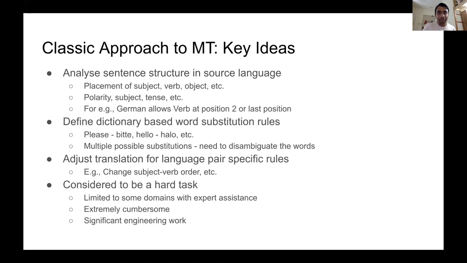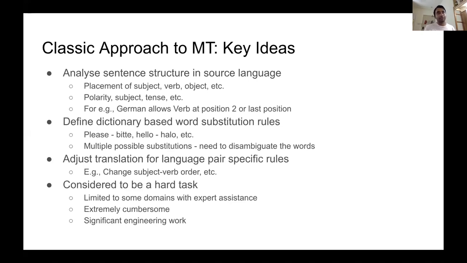sentences from, say, English to Japanese. One of the first things you would do is to study the source language and to see how the subject, verb, and object are placed in these sentences. Okay, and then we want to also analyze the sentence and write down, okay, this is the polarity of the sentence. It's largely a positive sentence that says we are going to win, or so on.